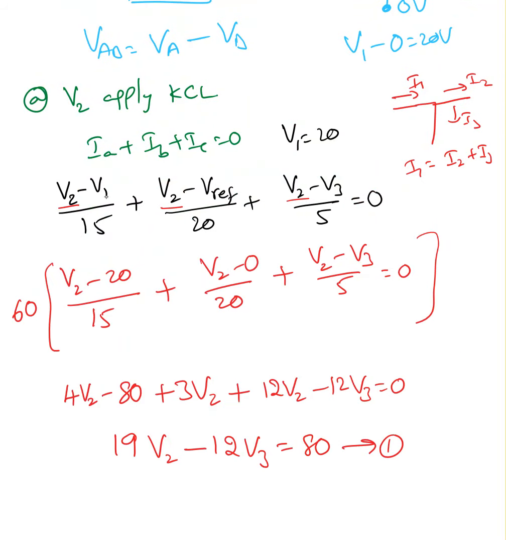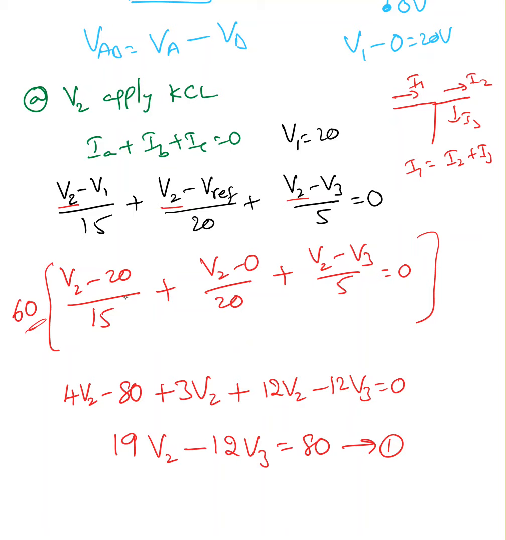So here V2, I substituted V1 equal to 20 and V reference equal to 0. So (V2 minus 20) over 15, (V2 minus 0) over 20, (V2 minus V3) over 5 equal to 0. To eliminate the denominator, I'm multiplying this with 60. That's a common factor for this 15, 20, 60. So that's how I chose this number.